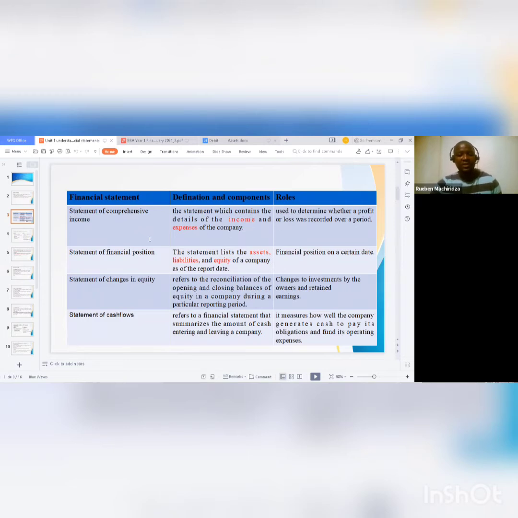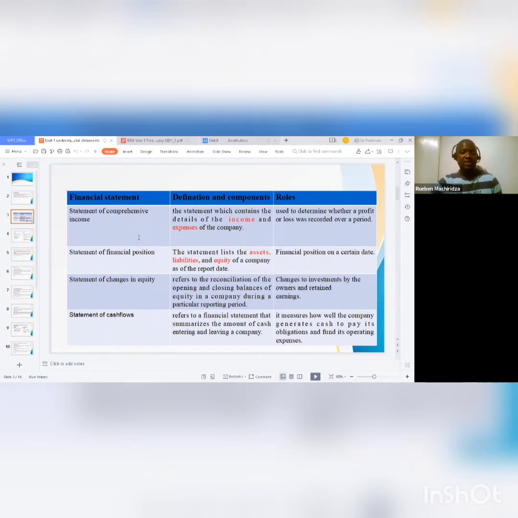So it is very important that we master the concept of the statement of comprehensive income, because it is the backbone of why we are in business. If we cannot tell whether we are making a profit or a loss, we might as well stop the operations of the business, because we are in the business to make a profit. That's the first financial statement we are going to be looking at, the statement of comprehensive income.